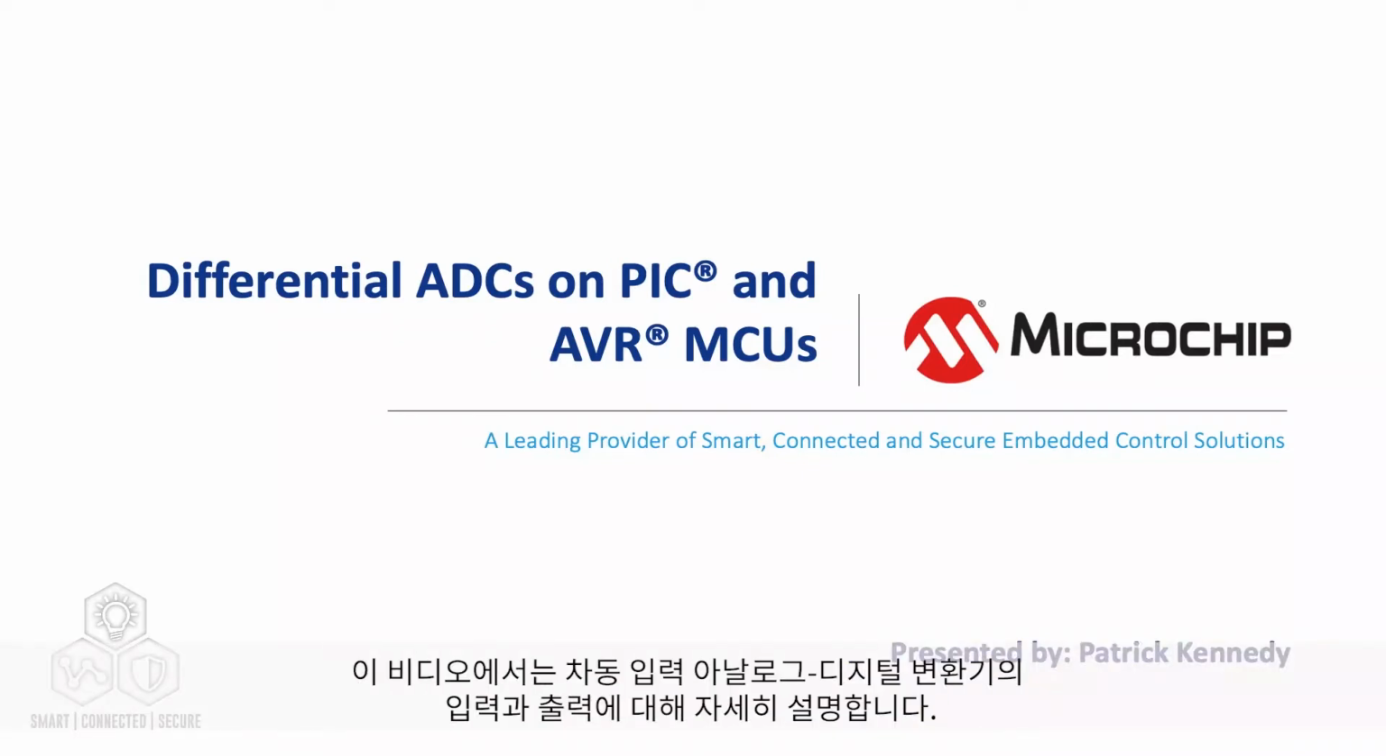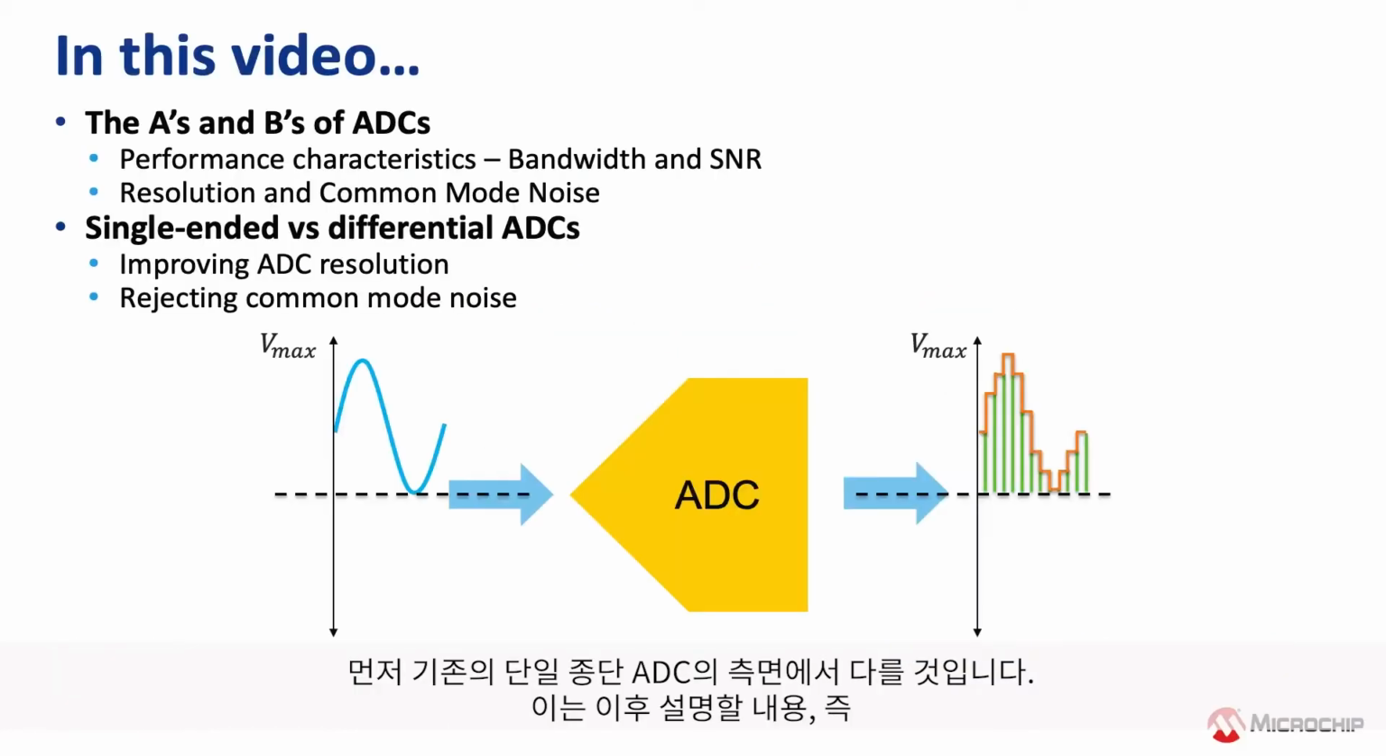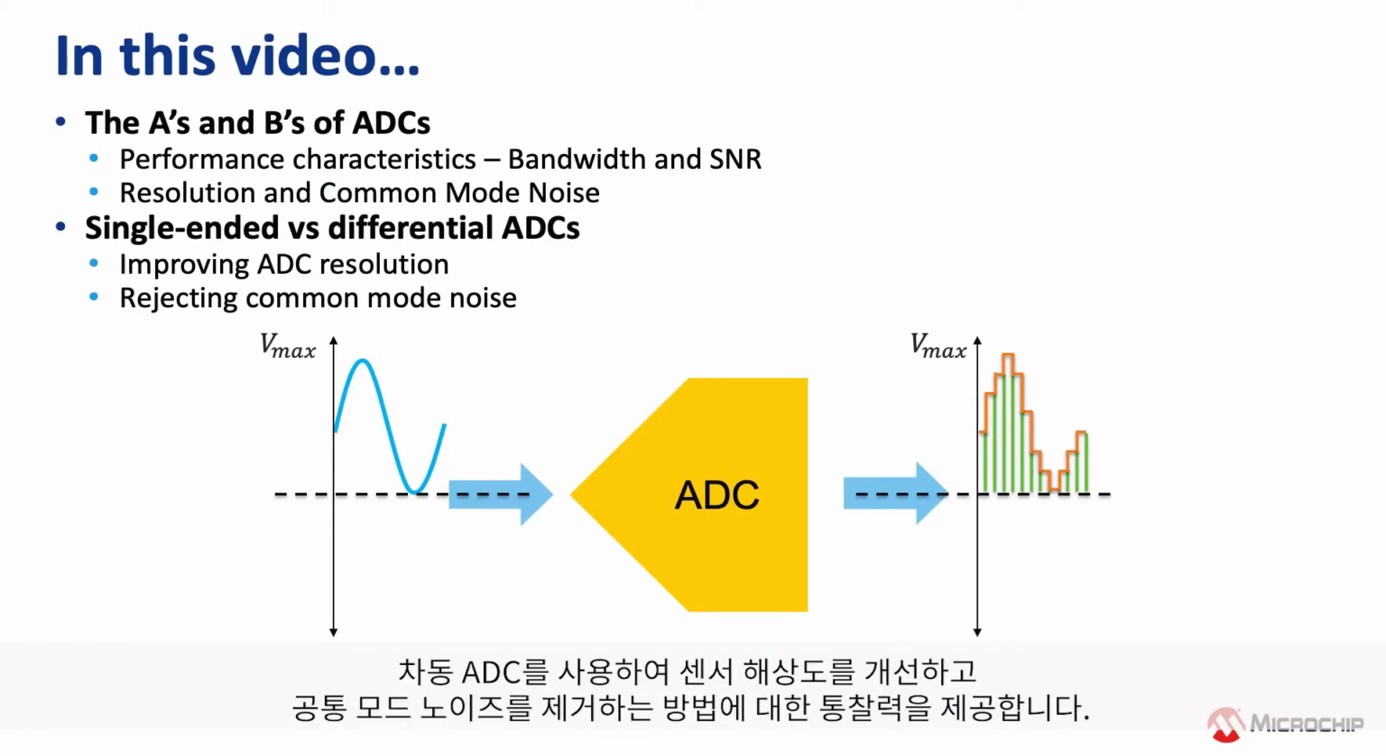In this video, I'll cover the ins and outs of differential input analog to digital converters. First, we'll put them in context relative to a traditional single-ended ADC, which will later shed insight into how differential ADCs can be used to improve sensor resolution and reject common mode noise.